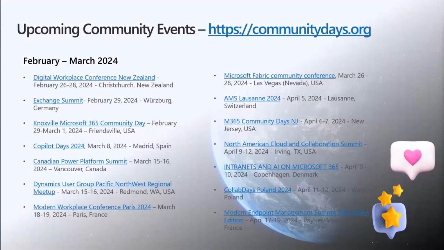On top of these bigger events, there are also a lot of smaller events happening all around the world. Some are in person, some virtual, some have a cost, some are free. So there are a lot of opportunities to engage with other people in the community, network, and learn from each other, which is super critical. As a simple example, today in Christchurch, New Zealand, there's a Digital Workplace Conference happening, and let's also call out the M365 Community Days in New Jersey in the US on April 6th to 7th. There's a lot happening across the world almost every single week, which is awesome to see. If you go to communitydays.org, you can stay up to date on what's happening.